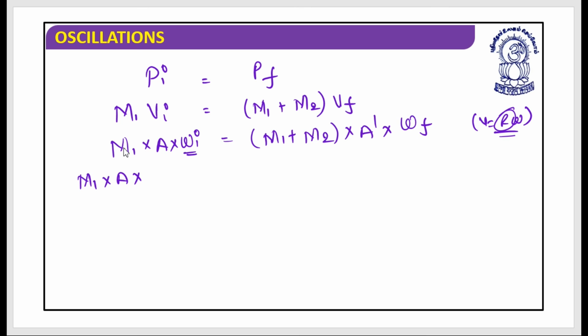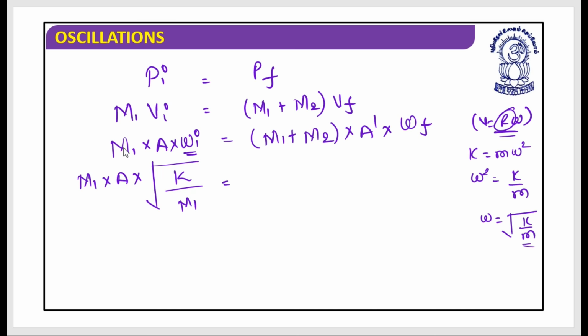Now what can you write for the omega? We used to write k equals m omega square, and from this omega square equals k by m, or omega equals root of k by m. Yes, so this is simply root of k divided by m. Here m1 a omega initial equals m1 plus m2 multiplied by a dash multiplied by omega final, where omega final is root of k divided by m1 plus m2. I hope this is clear.